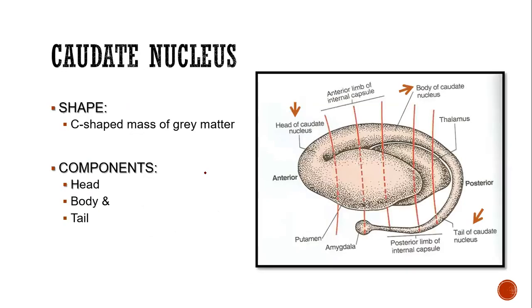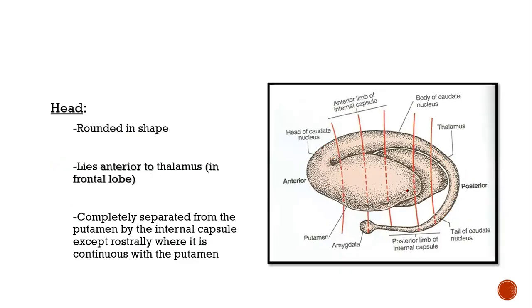Moving ahead. Now, if we talk about the caudate nucleus, as I just told you, it has a head, a body, and a tail, and the head is right here. Clearly see it's connected to the putamen itself. The body is right here, in the parietal lobe, while the tail goes all the way to the temporal lobe. So these are the things you'll see in the next slide as well. The head is rounded in shape. It lies anterior to the thalamus. This is the thalamus, and the head is right anterior to it. It's completely separated from the putamen by the internal capsule, except rostrally, where it is continuous with the putamen. So this is where it is continuous with the putamen.